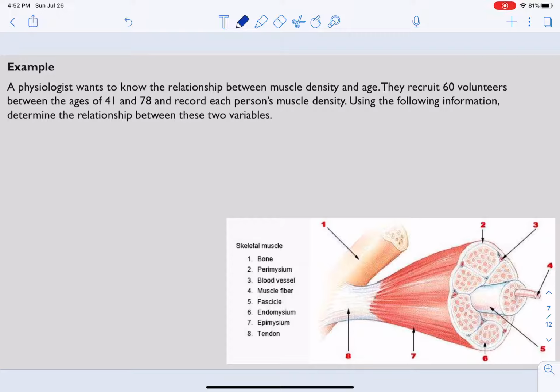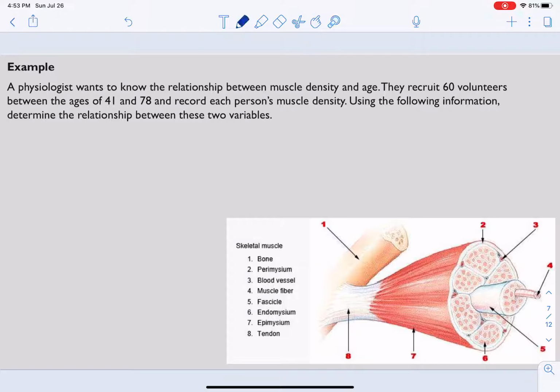A physiologist wants to know the relationship between muscle density and age. They recruit 60 volunteers between the ages of 41 and 78. Now that's a big deal. Okay, 41 and 78 are the range of our values as far as the age goes. So keep that in mind. And then they record each person's muscle density. Using the following information, let's figure out the relationship between these two things. Okay, so muscle density and age.